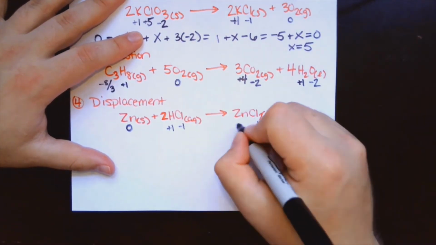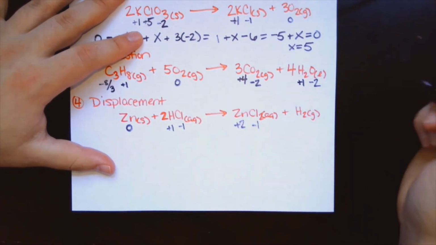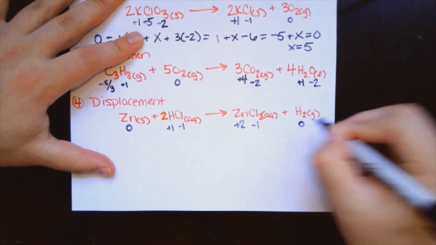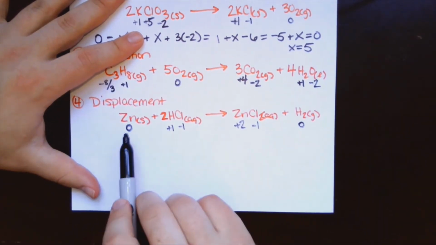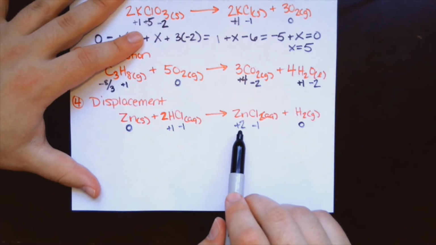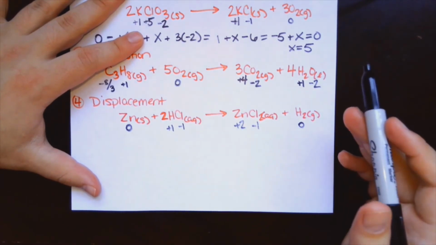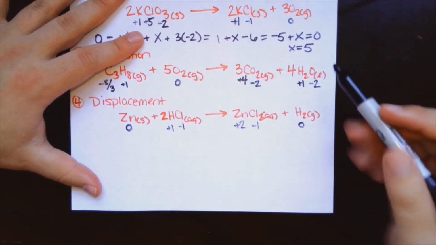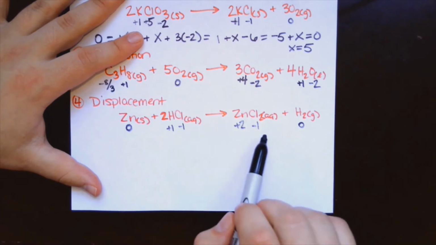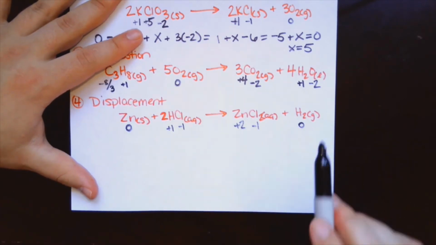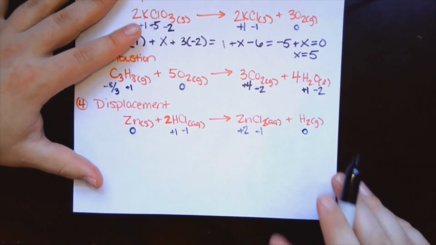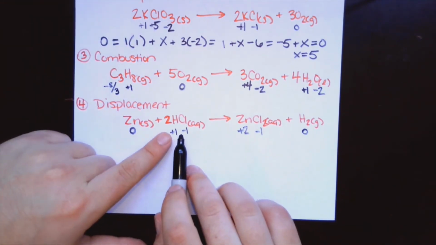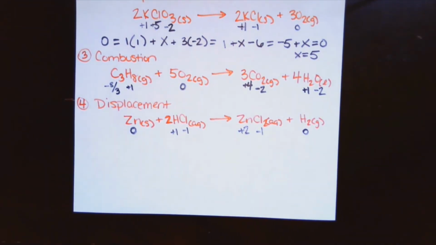And there are 2 of them, which means that zinc has to be +2 to cancel that out. And this is the elemental state of hydrogen, so that's going to be 0. So zinc goes from 0 to +2. That's going up in oxidation number, so that's oxidizing. Chlorine does not change, but hydrogen goes from +1 to 0. That's going down, so the hydrogen is reducing. So again, that means your HCl is your oxidizing agent.